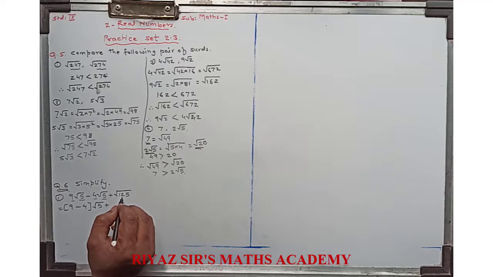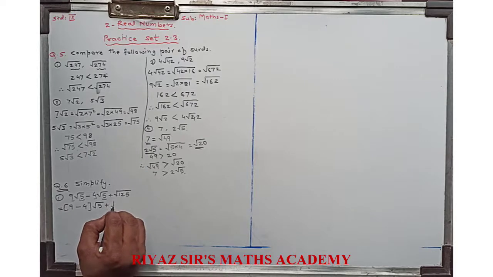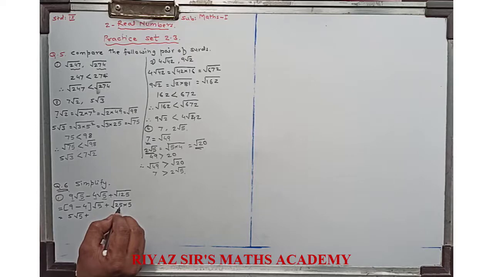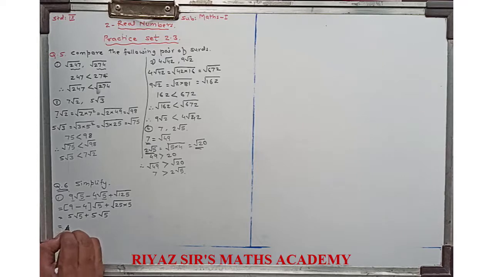Okay, so find factors for 125, so that one factor should be a perfect square. So the factors for 125 will be 25 5s. Okay, so you will get 9 minus 4, that is 5 root 5 plus, now square root of 25 is 5 root 5, and 5 root 5 plus 5 root 5, in that both root 5 is common. So you will get 5 plus 5 into root 5, that is equal to 10 root 5. That is the answer for this example. Yes, any doubt in this?